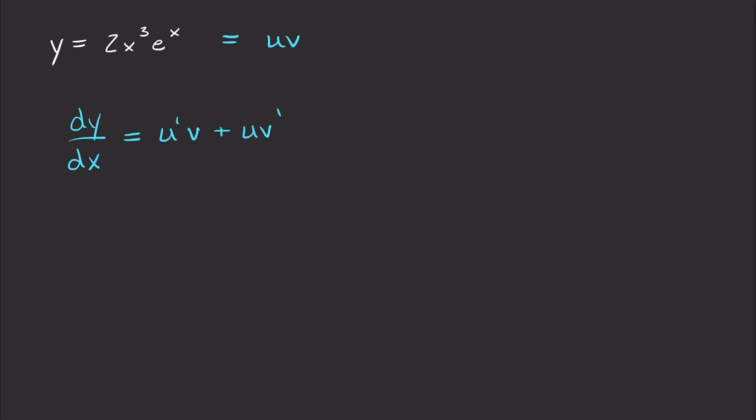Okay, so in this case our u would be 2x cubed and our v would be e to the x, or you could just pull out your 2 altogether and multiply it by the whole derivative of the other two. But we'll leave it in for u for now. Our u prime will be 2 times 3x squared, or 6x squared. And our v prime, the derivative of e to the x, is just e to the x. So it's one of the easiest derivatives, because it's just itself.